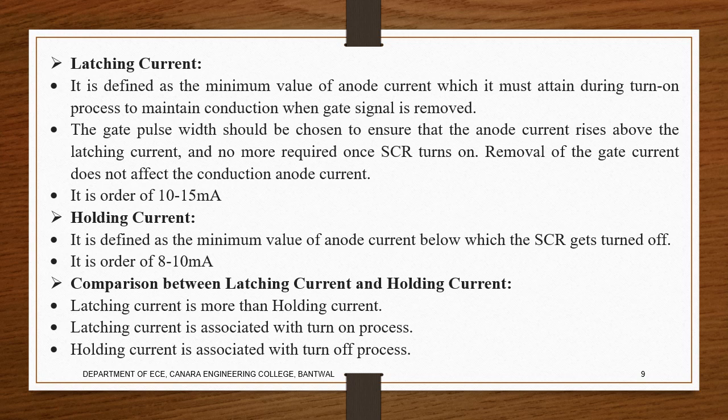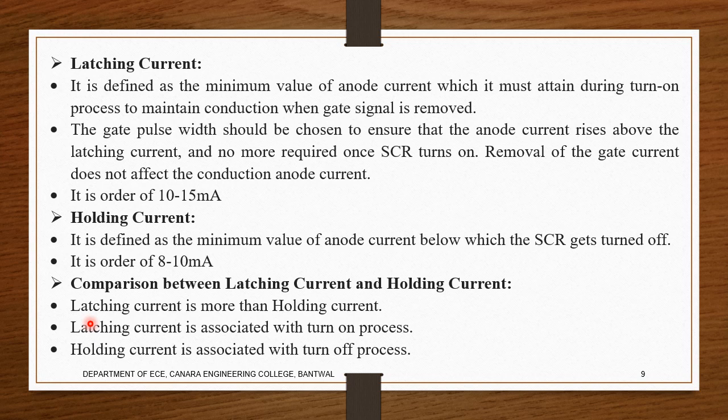The gate acts like a normal switch which is turned on and then thrown off. It will be in the range of 10 to 15 milliamps, so it should not reduce to less than 10 milliamps. You can see the holding current, the minimum value of the anode current below which the SCR gets turned off. So 8 to 10, it is a little less than the latching current.